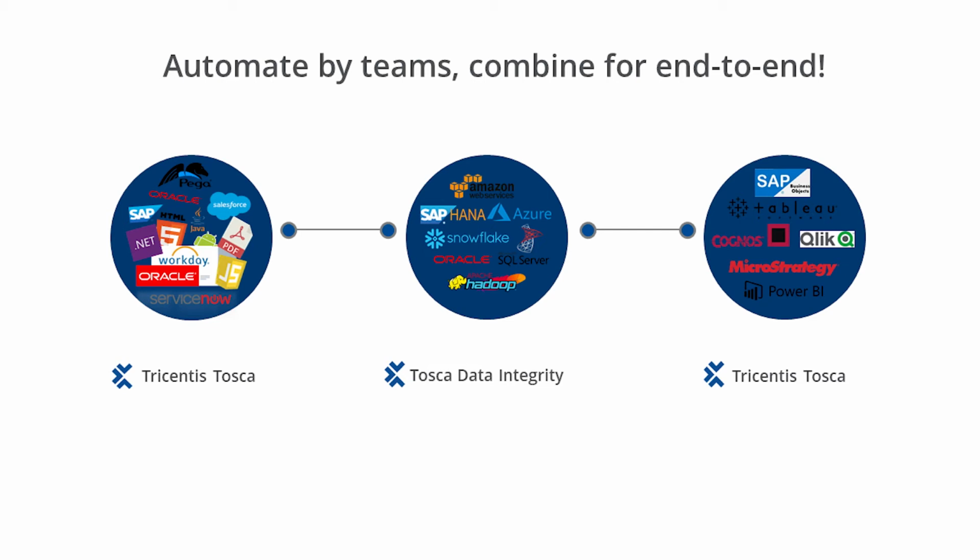Tosca's scriptless model-based automation covers all layers. Automation is created by different teams and combined for end-to-end execution and coverage. Base Tosca is used for UI and API automation, which also covers BI report testing. Tosca DI is built into Tosca and is used for testing the data layer. We need to test end-to-end for data lineage to identify and catch issues as they occur.